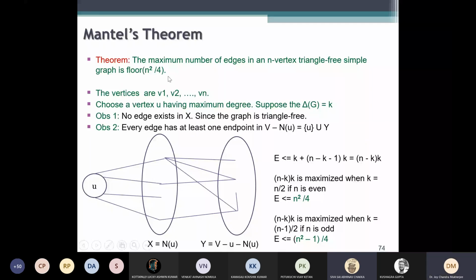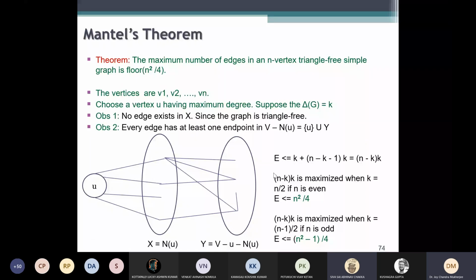Now the question is what Mantel has proven. This is an upper bound, right? E less than or equal to n square by 4 when n is even, e less than or equal to (n square minus 1) by 4 when n is odd. The question is, is it a tight bound? The meaning of tight bound is, can we really construct a triangle free simple graph of n vertices, where in one case n is odd, in another case n is even, where e actually equals n square by 4.